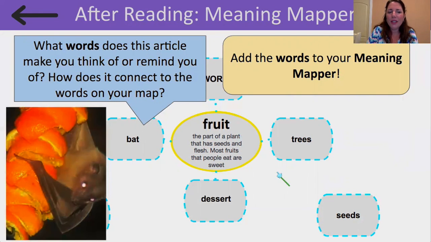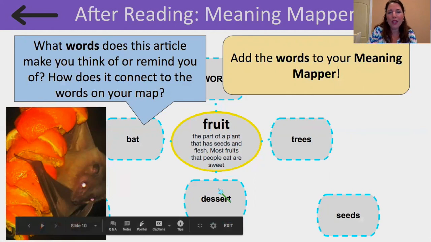So as we were reading this text, I was thinking of a bat because I know that bats love to eat fruit. So readers, you can go back and reread this passage on your own about what grows on a vine. And think about our topic, fruits and plants, and our focus word this week, fruit.